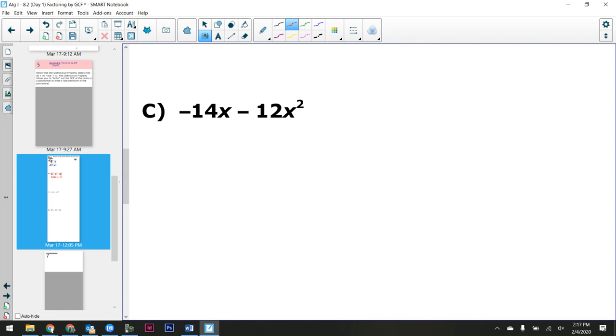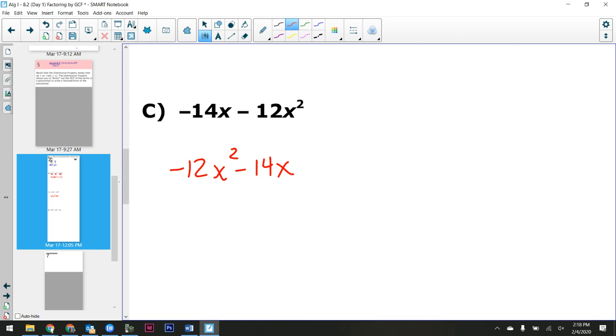Take a look at this one. What do I not like about this problem? Or what do I need to do first, I guess I should say. I don't want to offend its feelings or anything. Sorry, part C. You are important too. Put it in standard form. Thank you, Lexi. Negative 12x squared minus 14x. Now, I'll teach you something here.